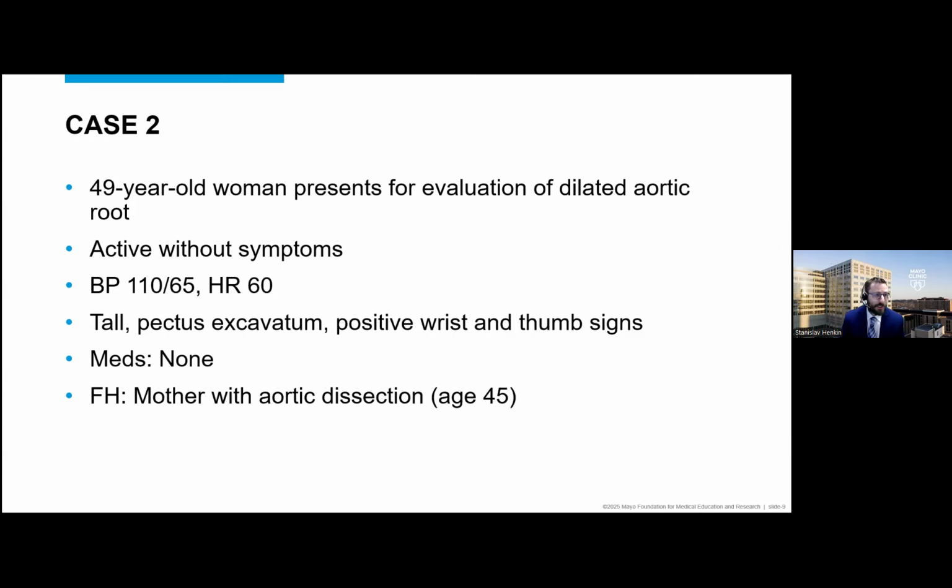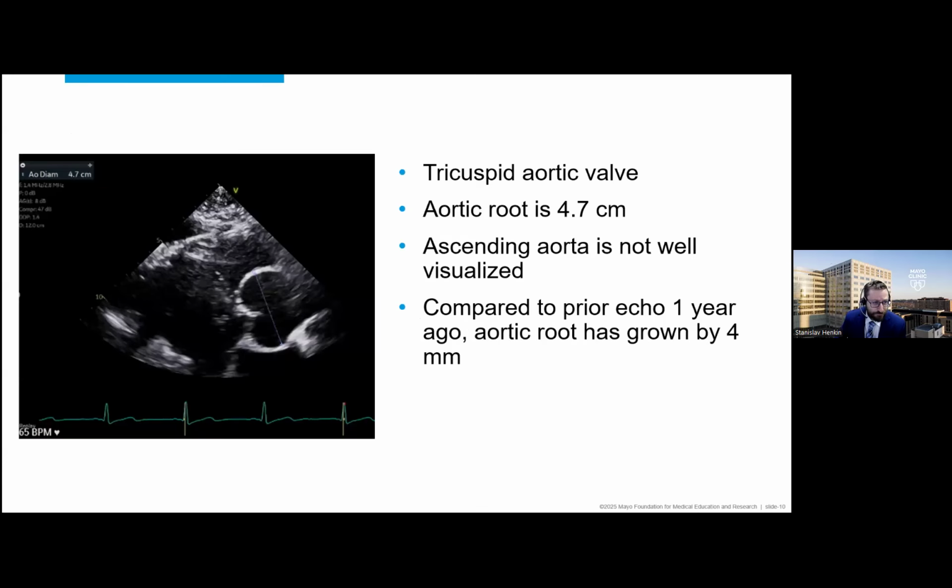Here's a more common case in our clinic. A 49-year-old presents for evaluation of dilated aortic root. She is very active without symptoms. Normal blood pressure and heart rate on exam. She's tall. She has a pectus excavatum. Talk about what that means. She has a positive wrist and thumb sign. She's on no medications at this point. And when you talk to her, she says, yeah, my mom had an aortic dissection at age 45 and had to have emergent surgery for that.